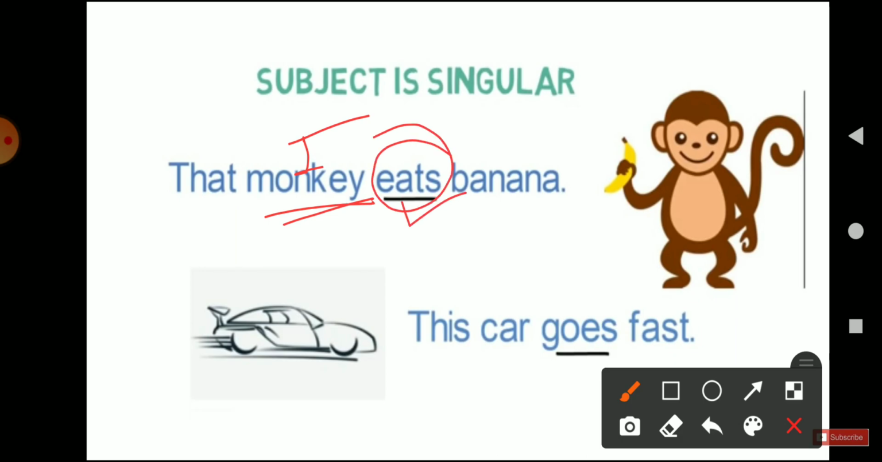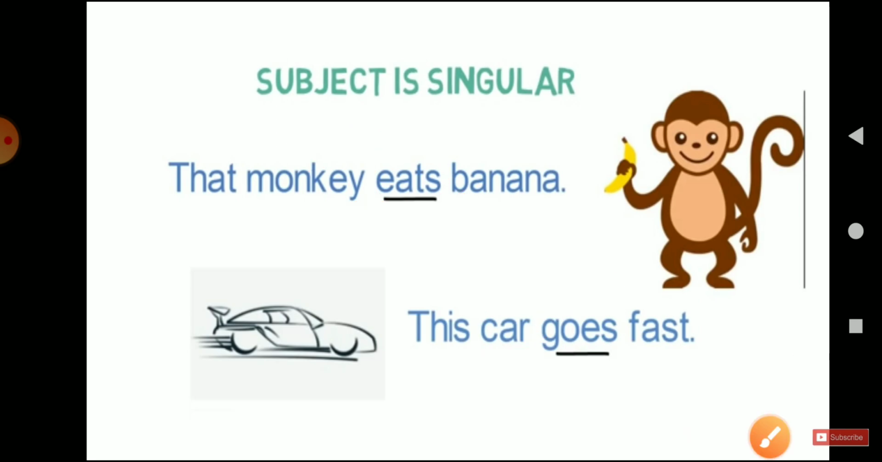Okay, it is in singular verb form. Now similarly, the second example says, "This car goes fast." Here, because the subject, that is car, is in singular form, we have used the verb also in singular form.